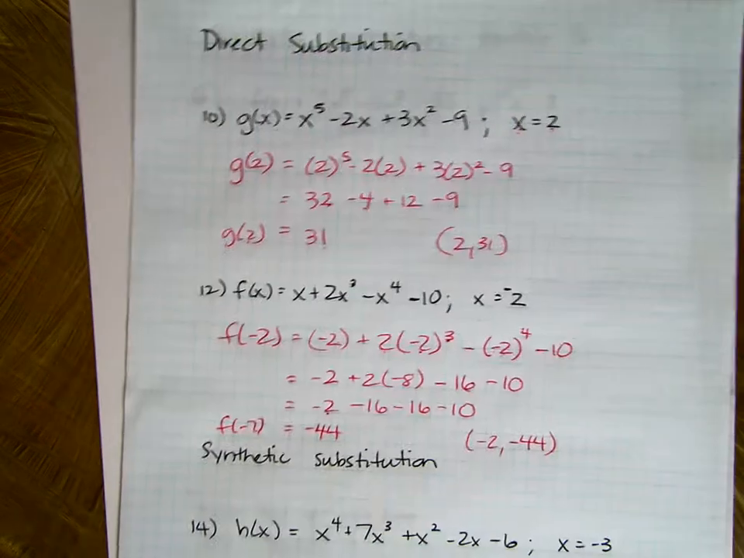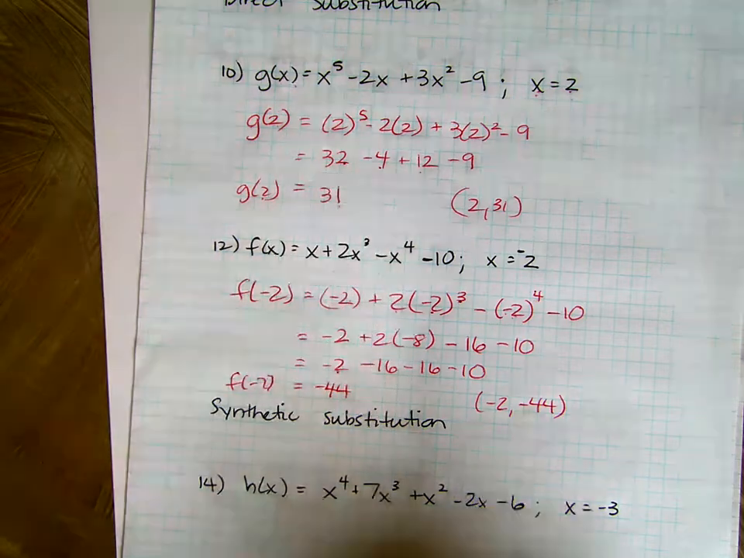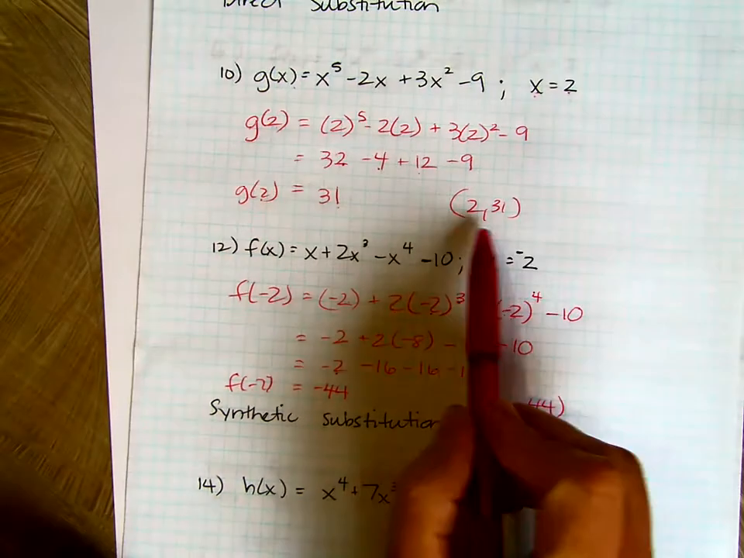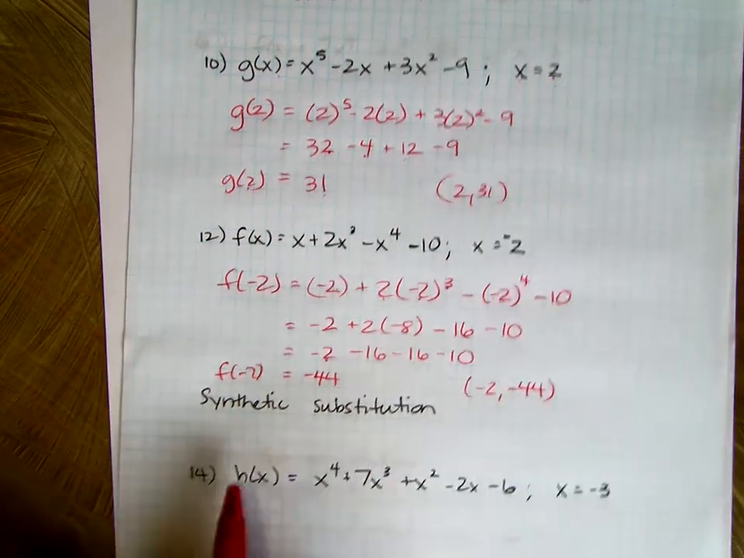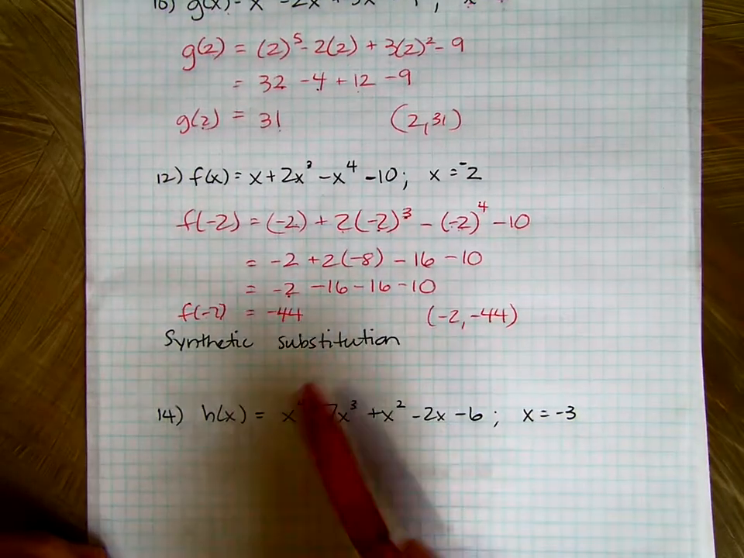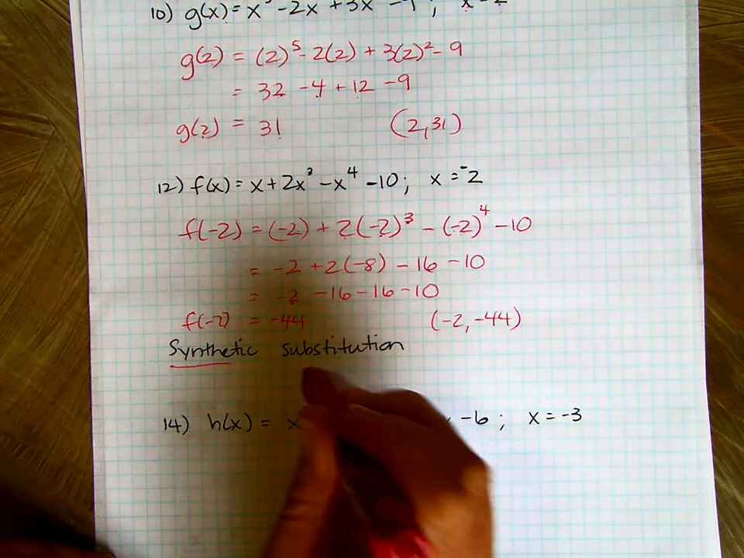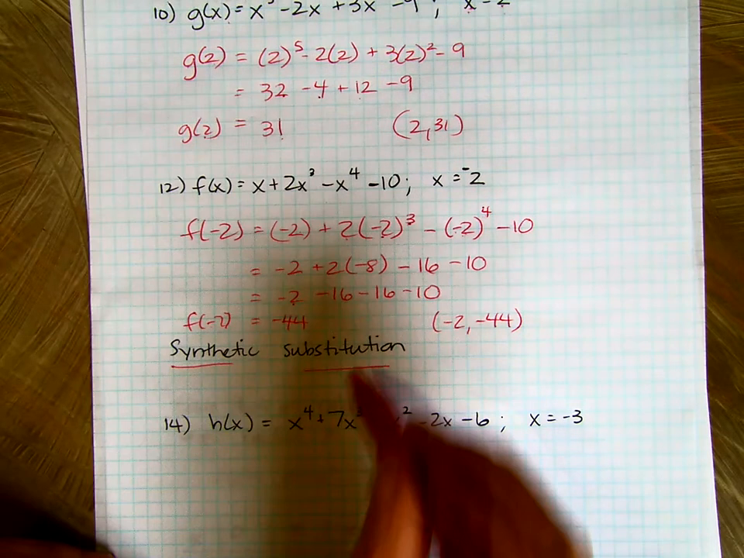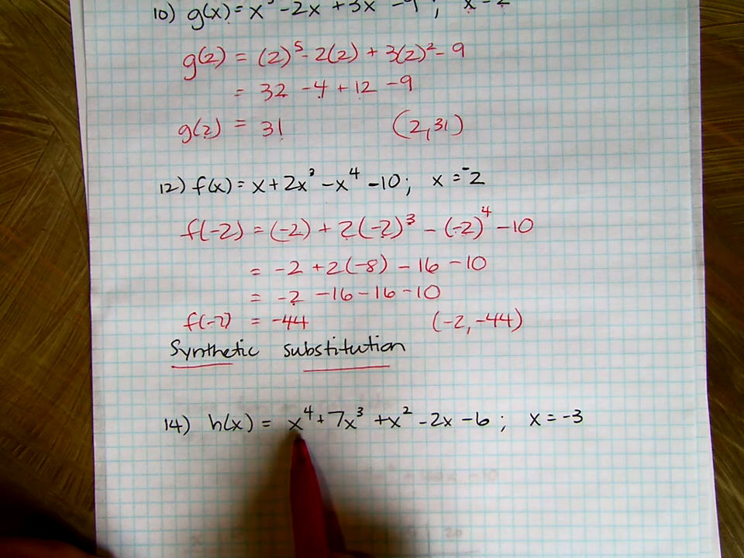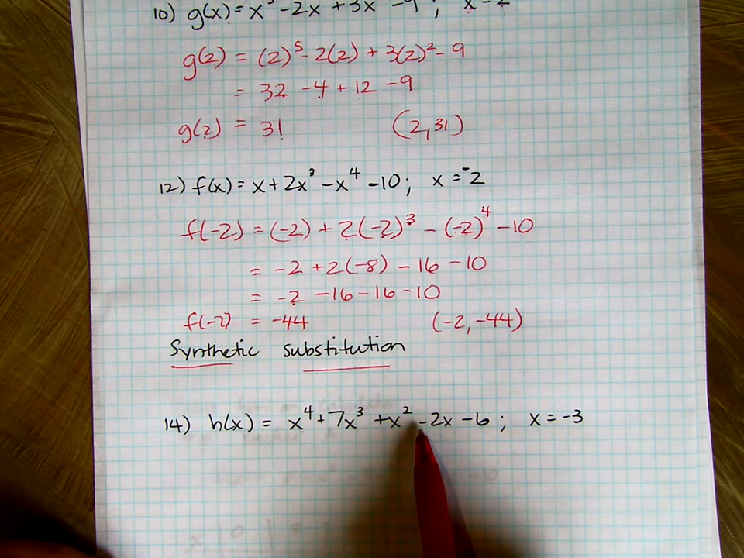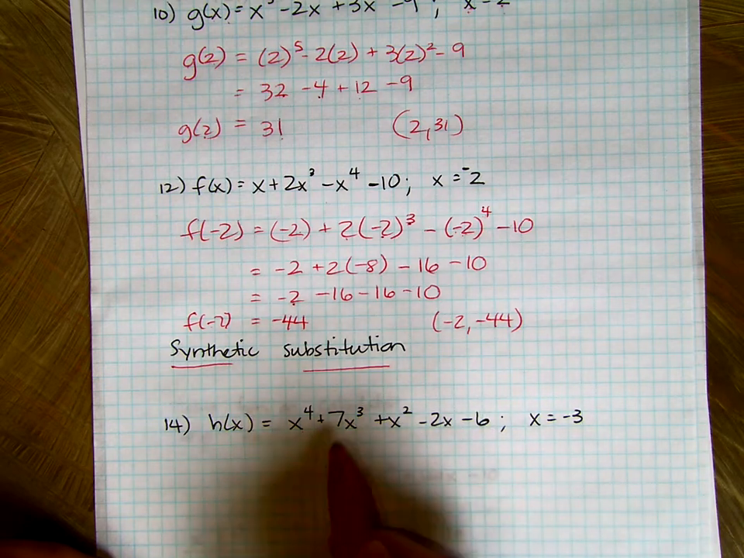So that is direct substitution. I'm going to get back to how I can check this quickly. So what does synthetic substitution look like? This is kind of cool, and we're going to see this concept again later. So here's this idea that I have a function x to the fourth plus 7x cubed plus x squared minus 2x minus 6.